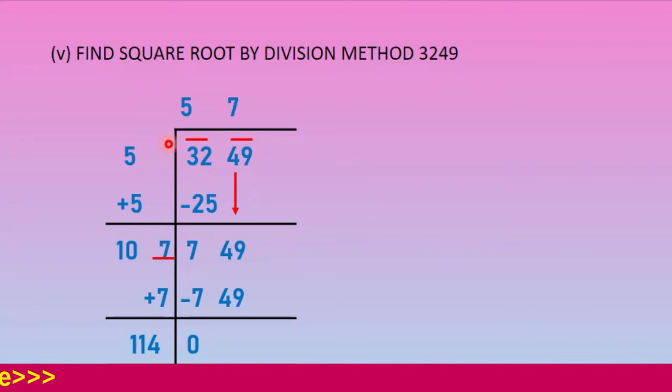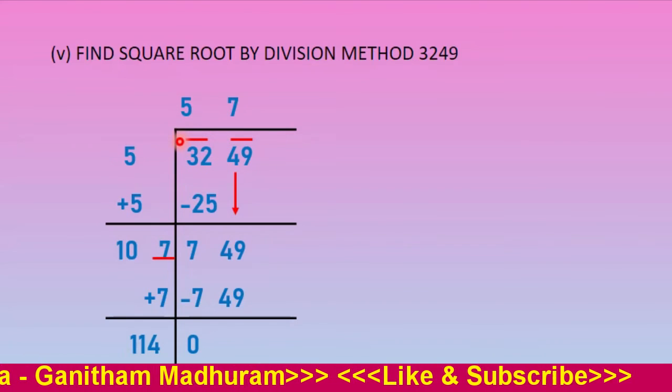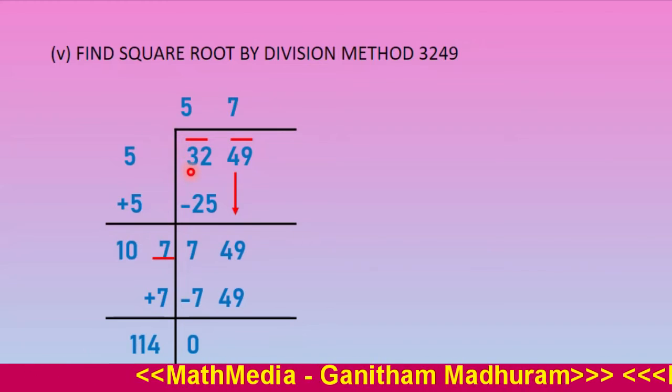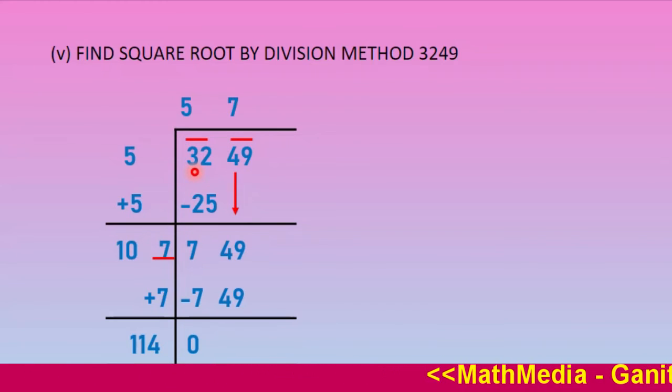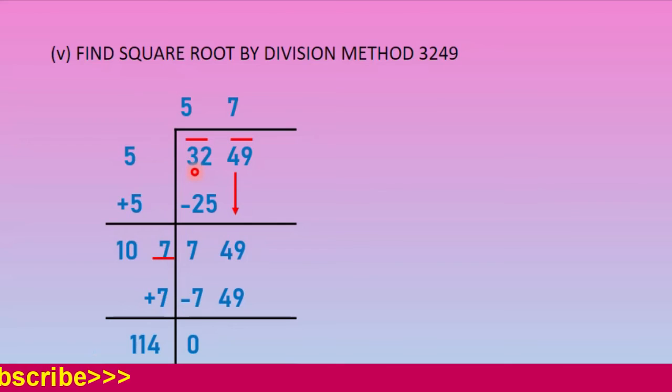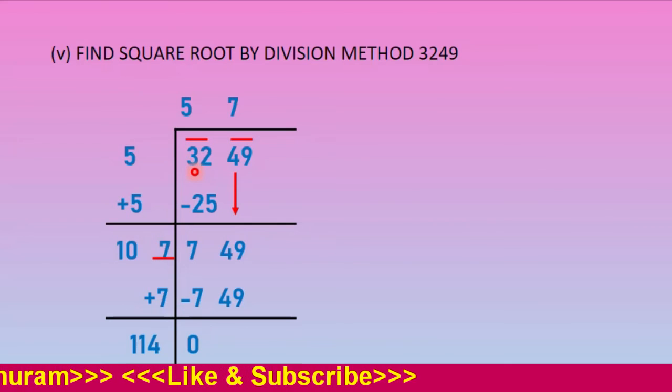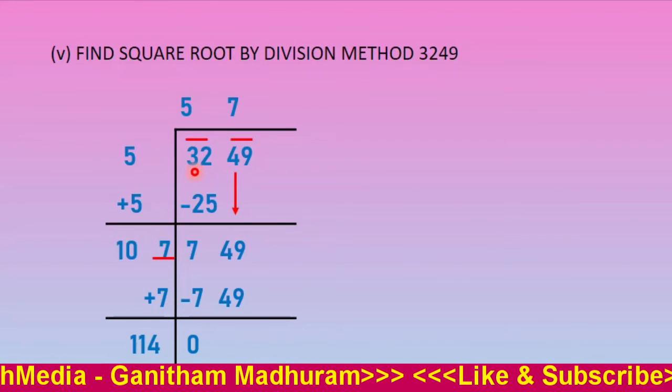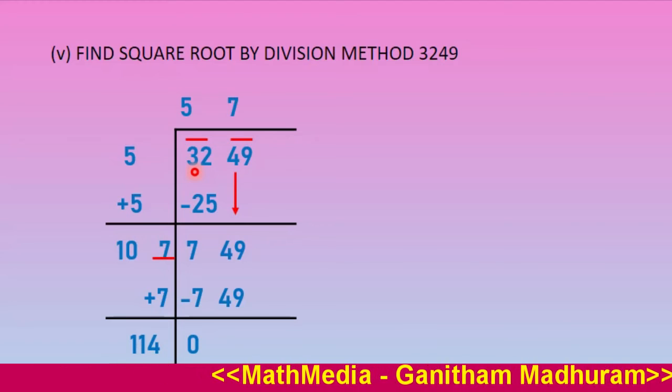Next, what is second step? Take the first group. This is the first group. Then what we have to do? We have to check whether the first group is a perfect square or not. Here 32 is not a perfect square. So take the square number less than 32.